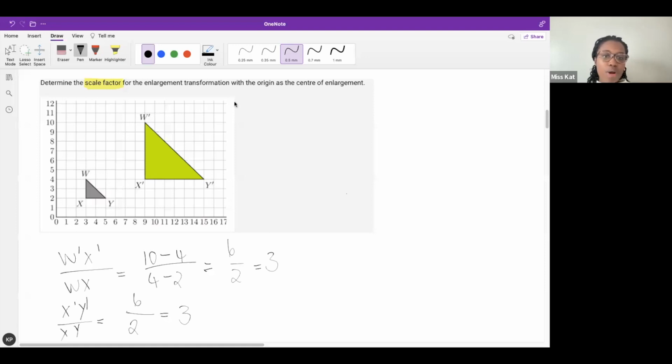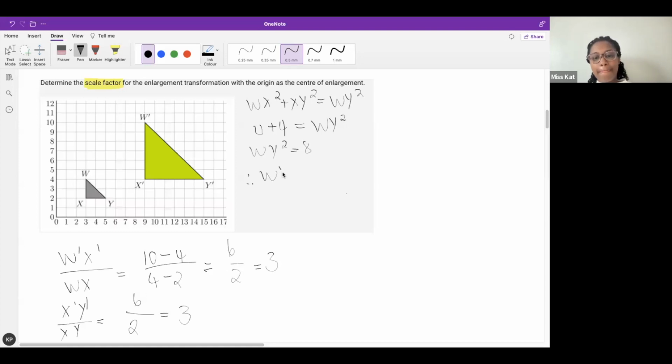So for the small one, it's WX squared plus XY squared equals WY squared. Now we know WX and XY, right? WX is 2 and XY is also 2. So 4 plus 4 equals WY squared.